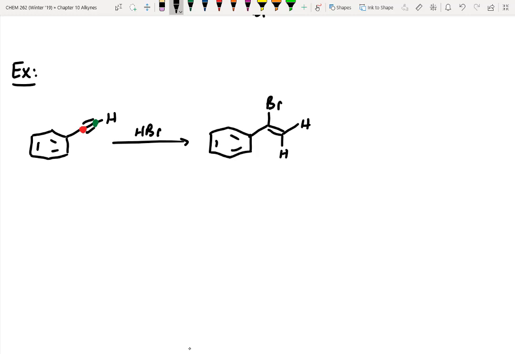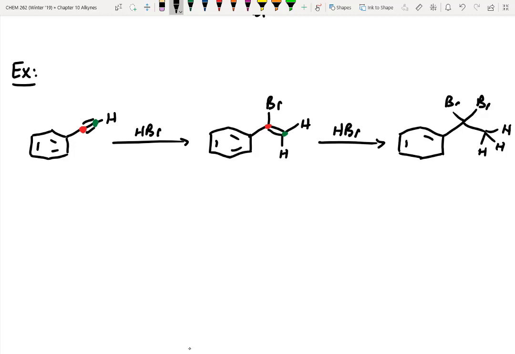We can get to our monohalogenated product. What happens, do you think, if we react this with more HBr? It would continue, right? Would it add at the red carbon or the green carbon? The red one. All right. So we would have 3 hydrogens out here. We would have 2 bromines coming off of the more substituted position.